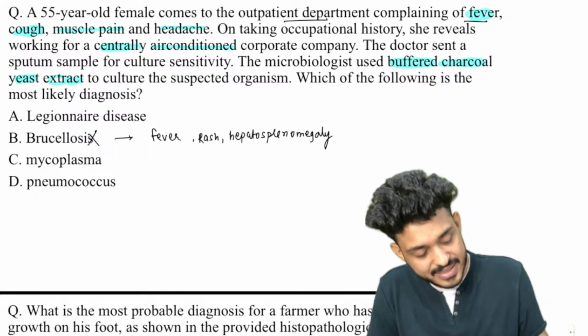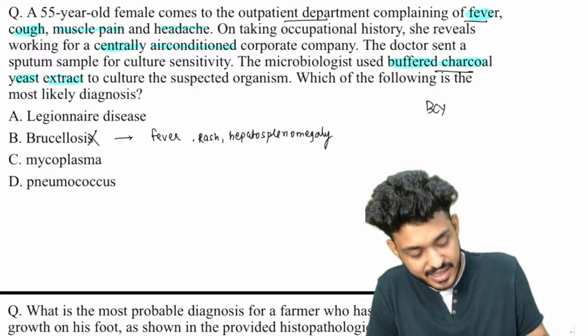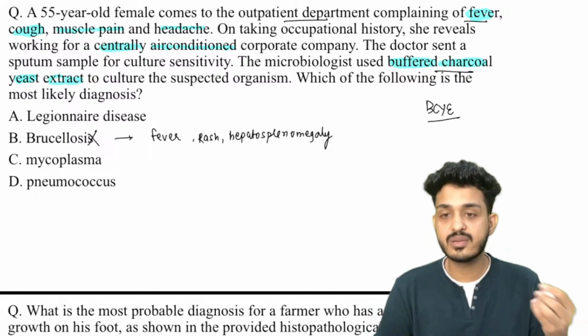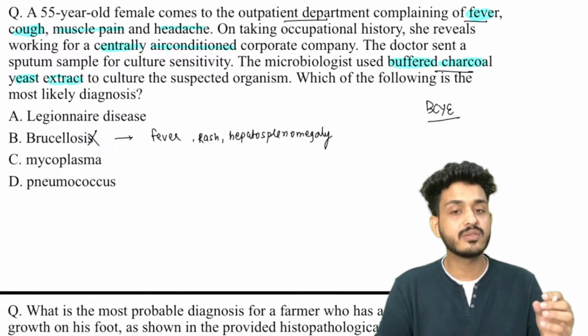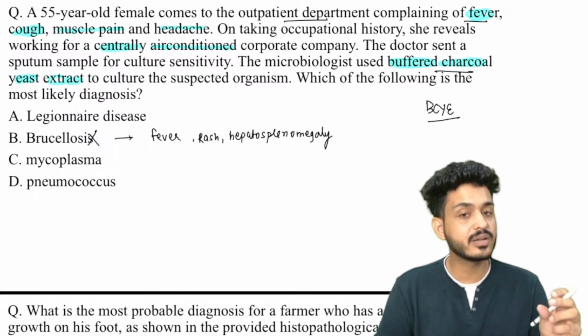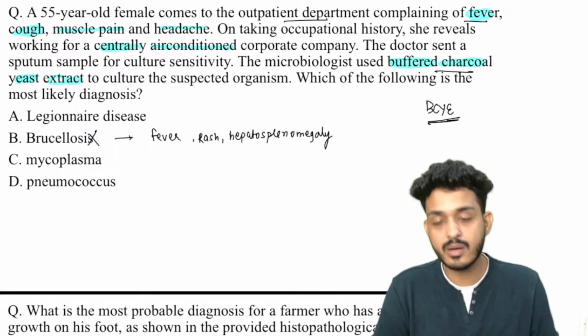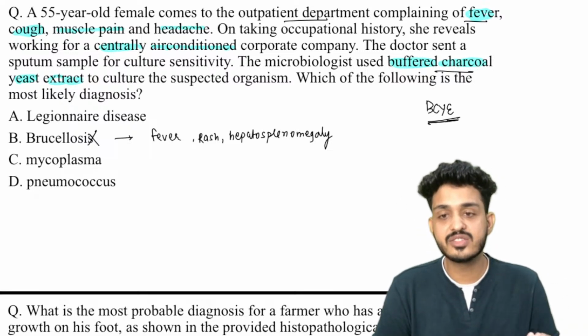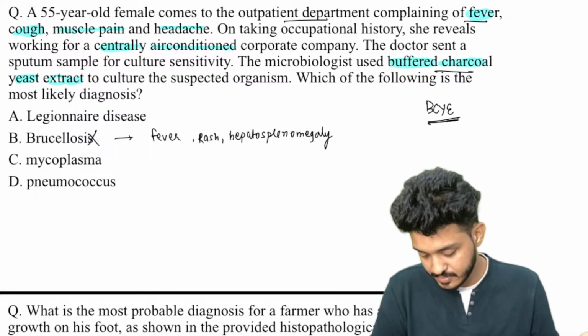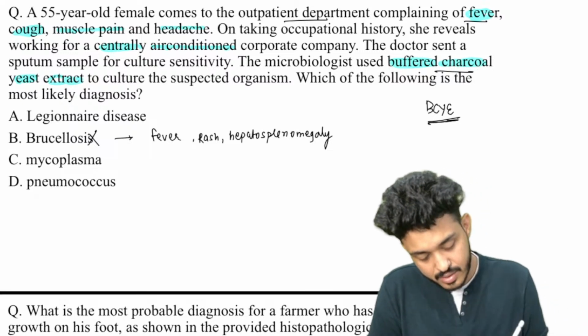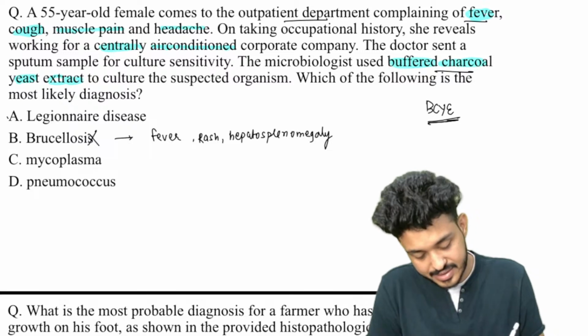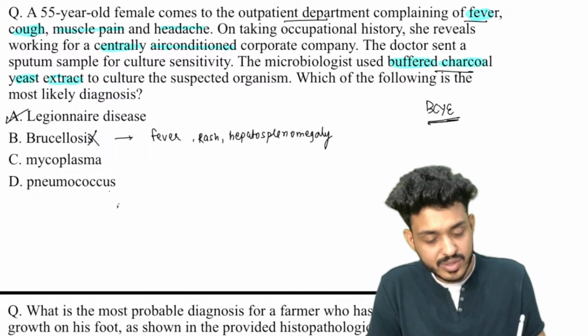BCA, remember guys, BCA. Why have I given you all the culture medias together? Because this is very important. If you can spot this particular word, you can directly reach the answer. So BCA is the culture media for what? That is your Legionnaires' disease. Very good guys. Those who are saying D, pneumococcus cannot be the answer, guys.